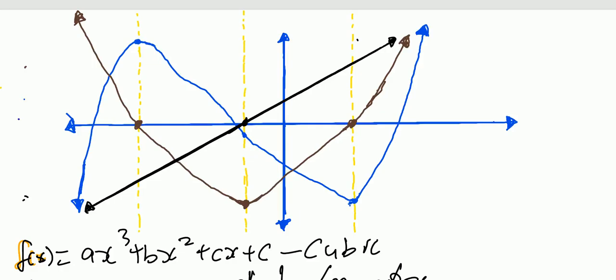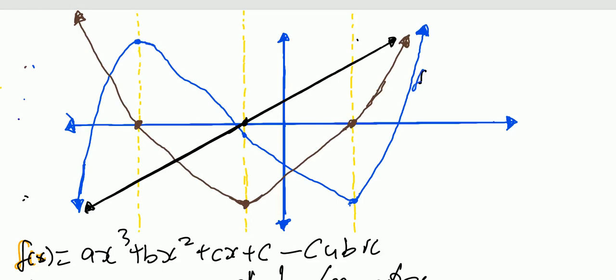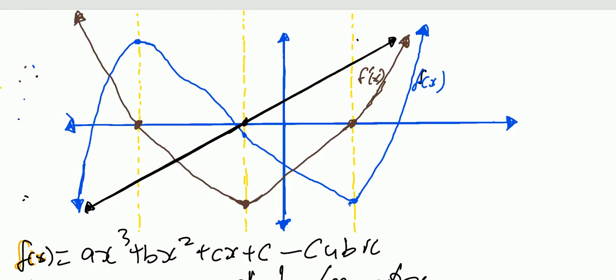We can see that our f of x will be the blue one. Let me label it with blue. This is our f of x. Then the brown one is our f prime x, since it's a parabola. Then the black one is our linear, which is what? F double prime of x. So now we are going to discuss the relationships between these three.